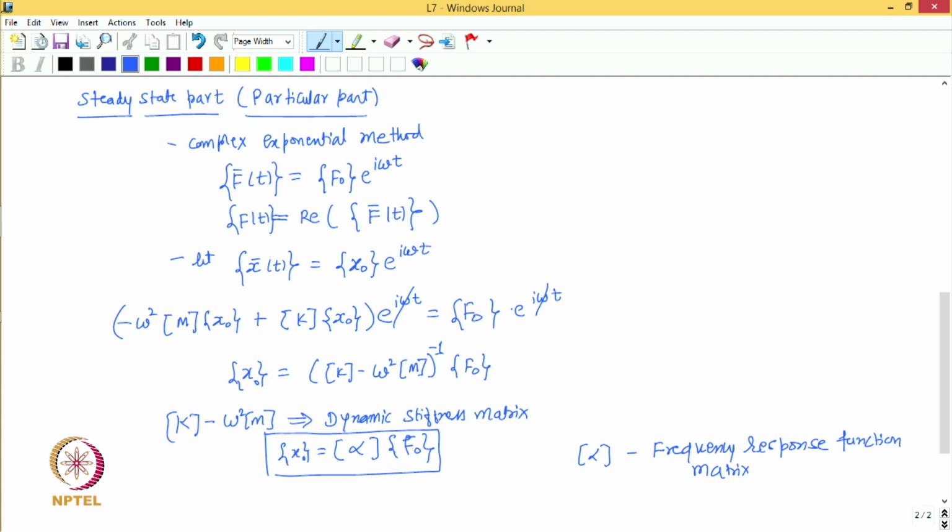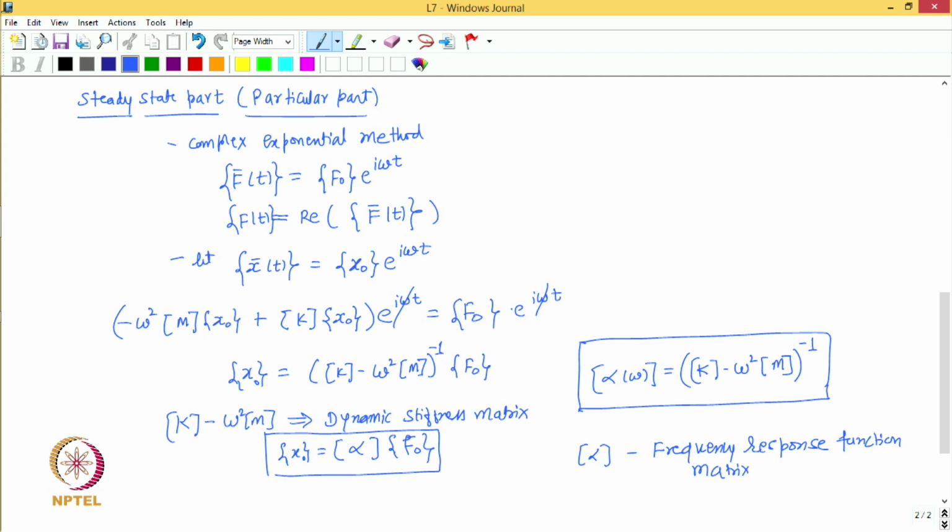This matrix again is a function of frequency. So, if I write alpha as a function of omega, then this is nothing but the inverse of k minus omega square m. So, this is one expression we get for the frequency response function matrix. And the reason it is a frequency response function matrix is because it relates the steady state amplitude of the displacement with the steady state amplitude of the force, the harmonic force being applied on the system.